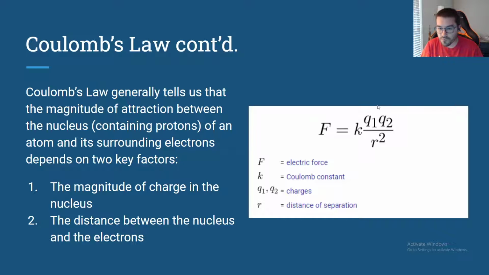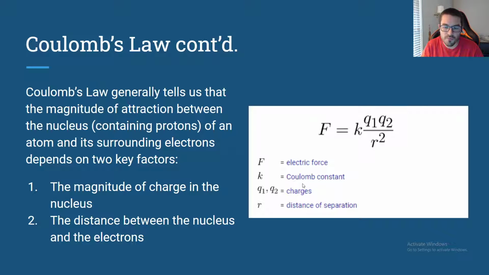Okay. So let's look at the formula here. F stands for the electric force, or the electrostatic force of attraction or repulsion, right? Depending on what you've got. K is a constant. We are never going to have to worry about this, not in this class, okay? Maybe in AP Chemistry.